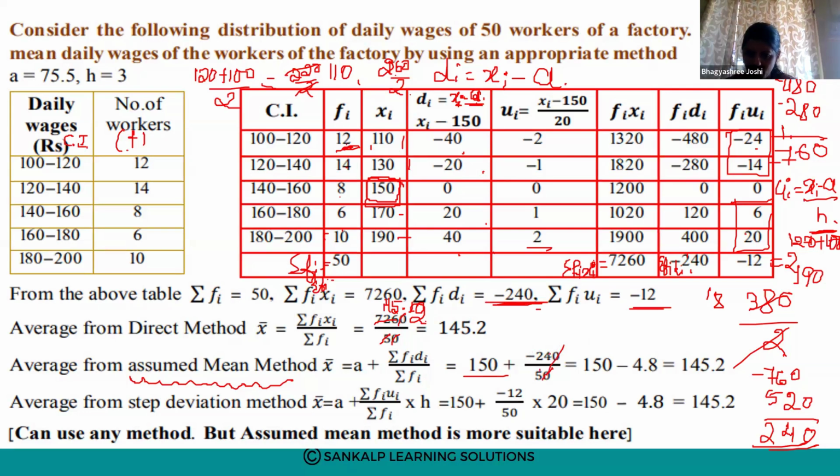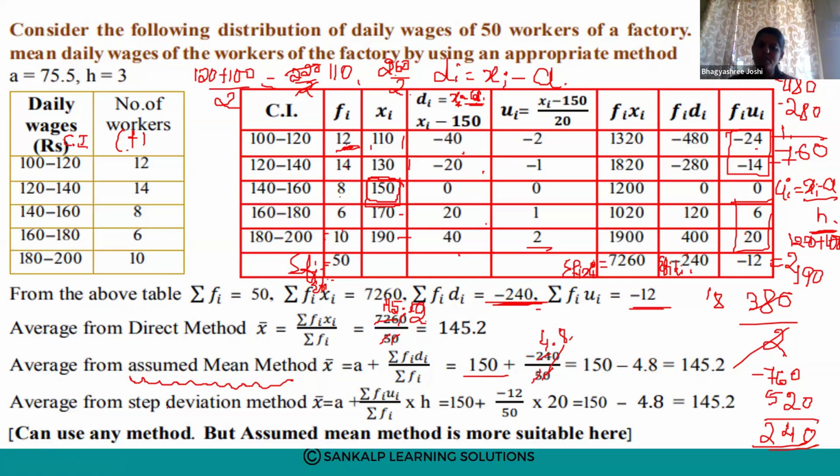0, 0 will get cancelled. 5 1s are 5. 4s are 20. 4 remains. 5 8s are 40. So 150 plus minus 4.8, that is 150 minus 4.8, which is 145.2.